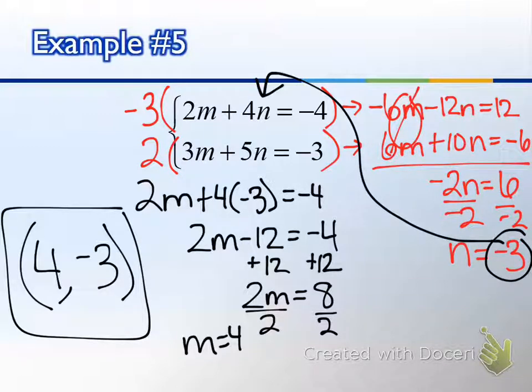Good question. Does anyone need more time on number 5? Alrighty then.